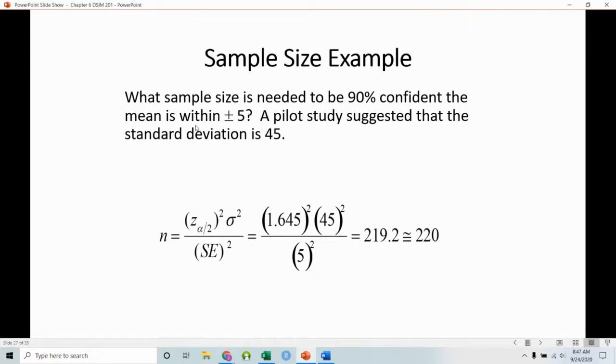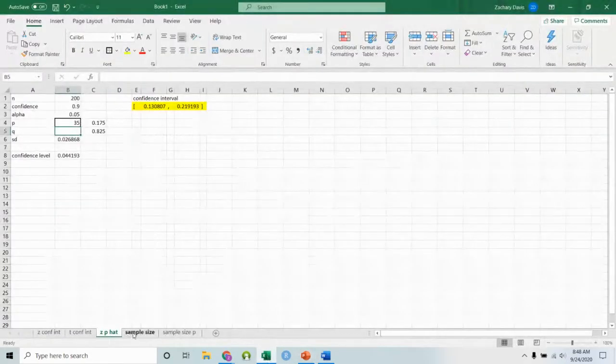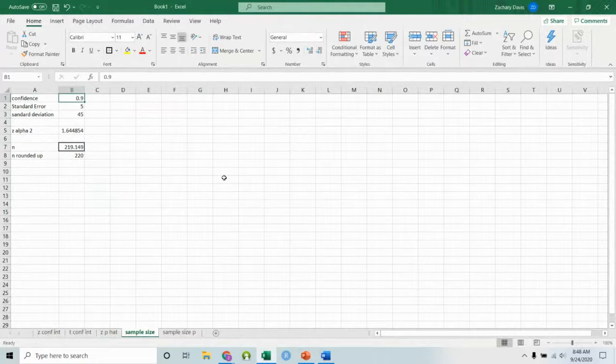So what sample size is needed to be 90% confident the mean is within plus or minus 5? A pilot study suggested that the standard deviation of the population is 45. So we're going to have to do some manual tweaking in Excel to make this work. We're interested in a 90% confidence level. Our standard error was plus or minus 5. Because of the pilot study, we know that the standard deviation for the population is 45.